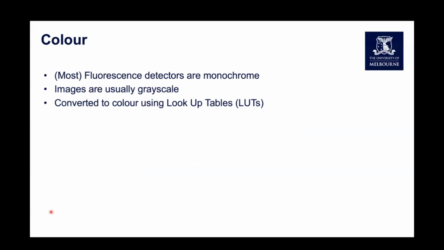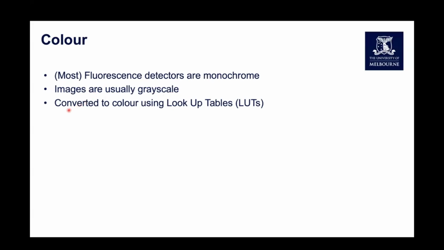So when it comes to color, most fluorescence microscope detectors are actually monochrome, so they're not really detecting color. Normally we collect on a monochrome detector. It has some kind of filter in the front, which is blocking out certain wavelengths of light. That means the images tend to be grayscale, so it's just an intensity range, right?